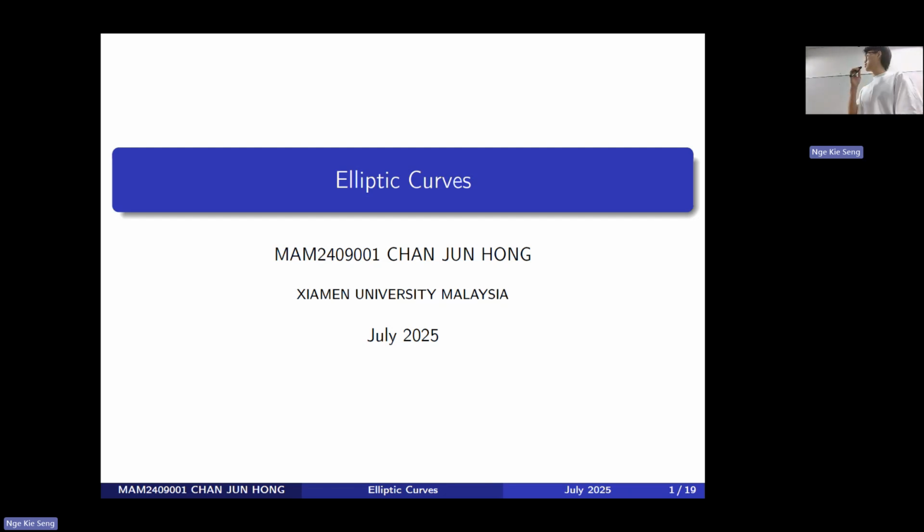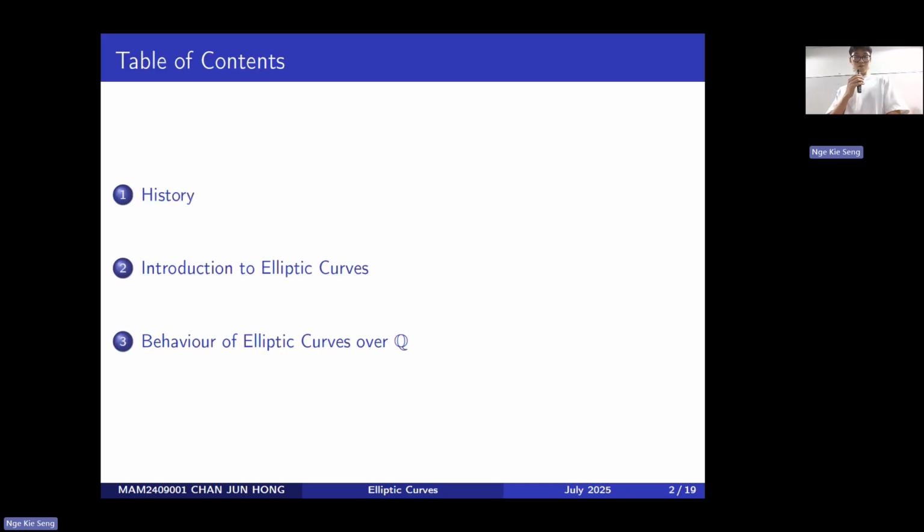Hi, I'm Junhong, and the topic I'll be presenting today is about elliptic curves. So let's go into the main table of contents for today. The first one will be talking about the history of the elliptic curves, and then we'll move on to the introduction of the elliptic curves and also what is the behavior of elliptic curves over the rational numbers.